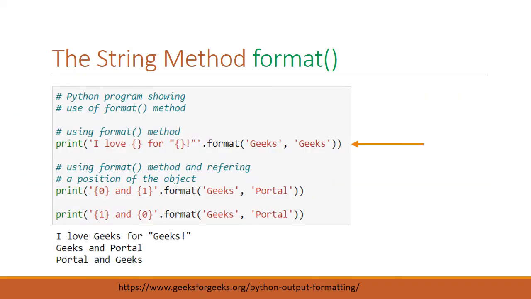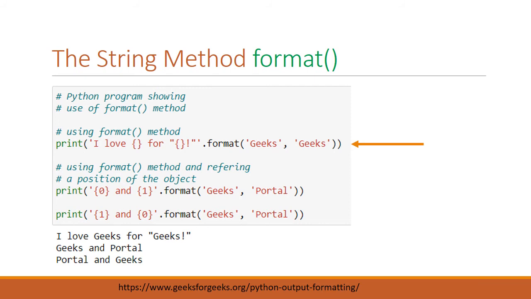Let's look at a string format method example. Let's consider the first print statement in this segment of code, where we have print and then the string "I love {} for {}". So that's our string constant, and we're going to call the format method on that string. We call .format, and our arguments are geeks and geeks.